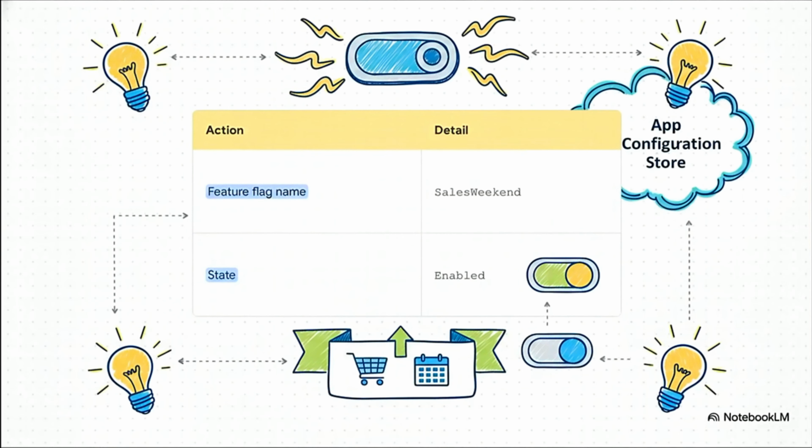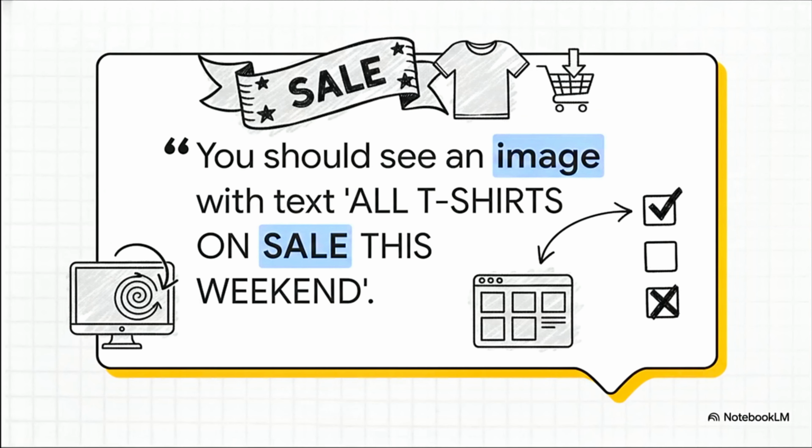So back we go to our app configuration store. This time, we go to the feature manager, we create a new flag, we'll call it sales weekend, and then we check the box to set its state to enabled. That's it. We've literally just flipped the switch. So what happens? We go back to the website, hit refresh, and boom! Just like the source material says, a massive sale banner appears right at the top of the page.